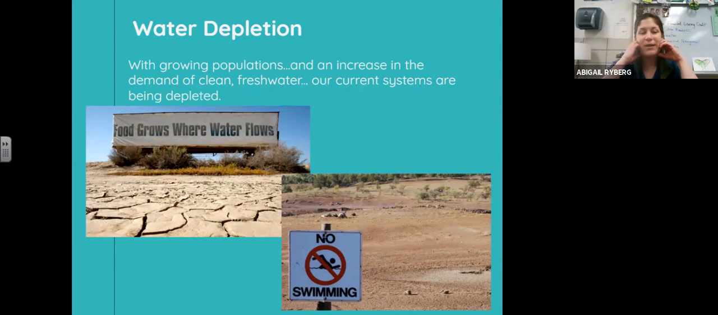Okay, so when we think of water depletion, with our growing human population in the country, but also globally, and an increase in the demand of clean, fresh water, our current systems are being depleted. So we're eating more meat than ever before. We're throwing away more food than ever before, and all of that food waste took up a lot of water to make. We're buying more stuff every single day. That trend of buying stuff is still exponentially growing.